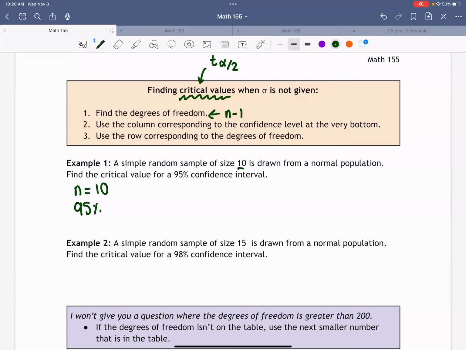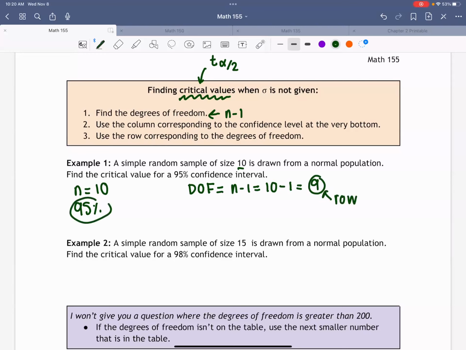Okay, so the first thing you have to do is find the degrees of freedom. This is something a lot of people forget. Some people just go to row 10, which is not what we're going to do. How do I get the degrees of freedom? n minus 1. And this time it's 10 minus 1 because n is 10. So the degrees of freedom is 9. So on your chart, you're going to look at row 9, okay? And the 95% is going to tell you what column to use.